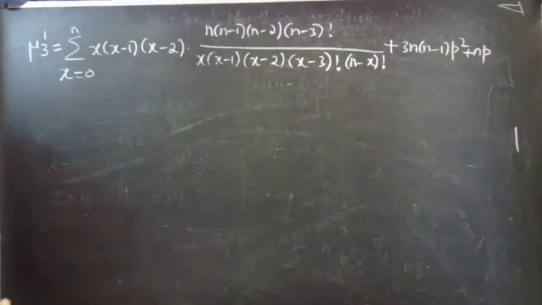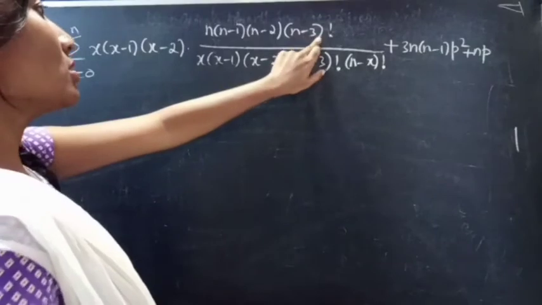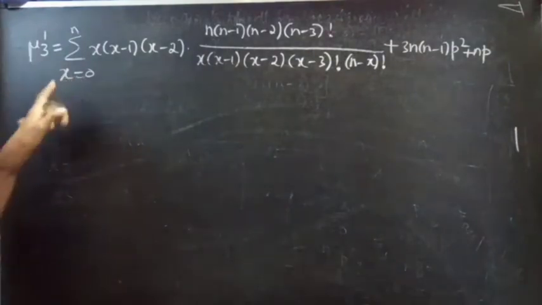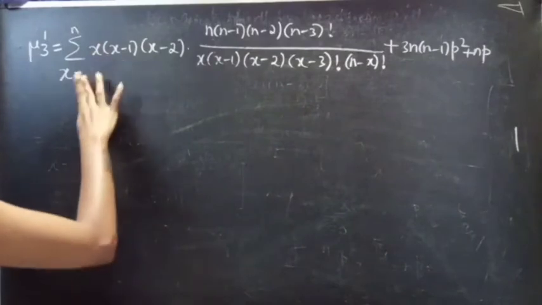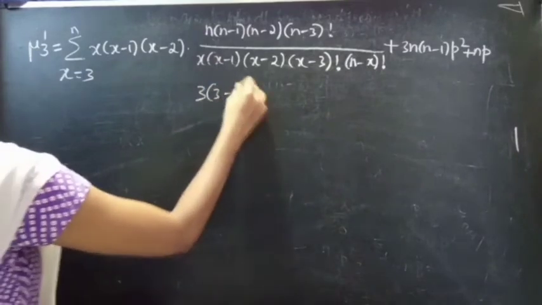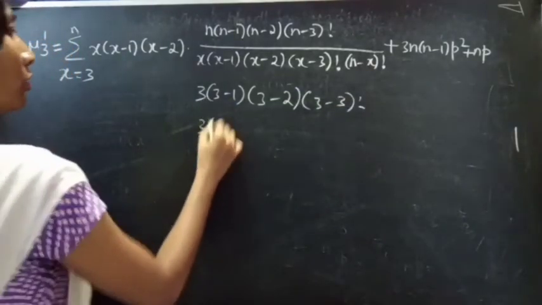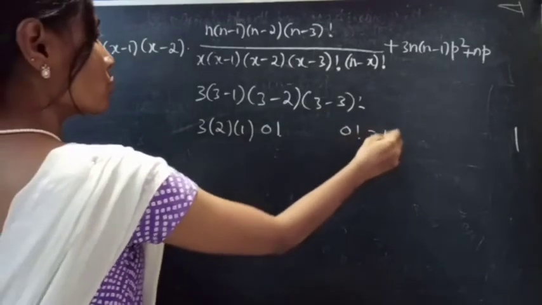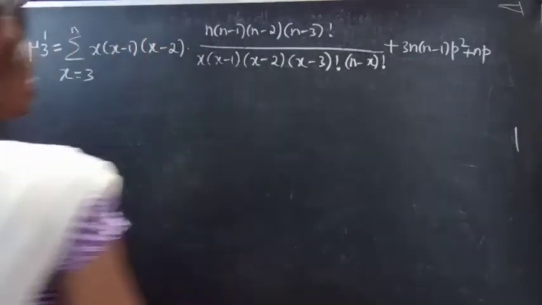Fine. See here, in the first term, you're having n minus 3 factorial in the numerator and x minus 3 factorial in the denominator. So we'll change x from 3 to n. Since 3 into 3 minus 1 into 3 minus 2 into 3 minus 3 factorial will be 3 into 2 into 1 into 3 minus 3 is 0 factorial. Since 0 factorial equals 1. Okay. If you take 0 or 1 or 2, you'll get negative terms.